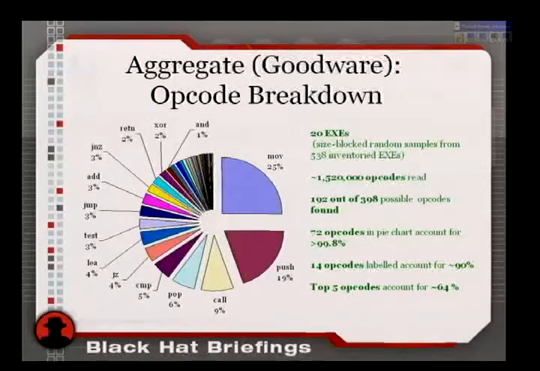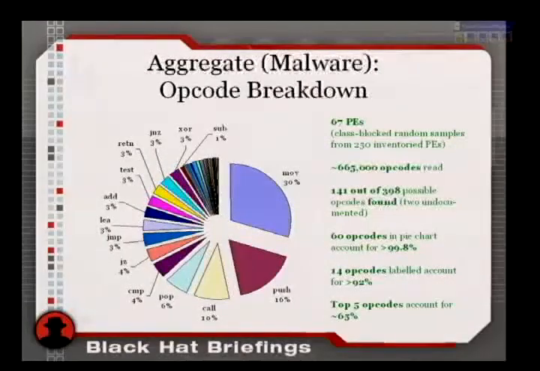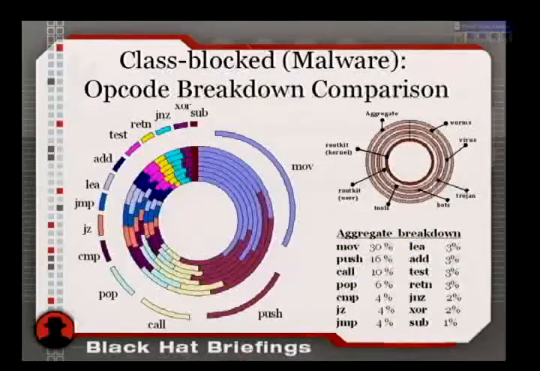This is for the good software. For the malware, and this was aggregated, and these were 67 samples, this again class blocked from my 251s, we have a similar picture. The top 5 opcodes cover about 2/3. The top 14 cover over 90%, and the top 60, 100%. I found 2 undocumented ones, which in hindsight showed me that rare opcodes do carry some information, but more of that later on.